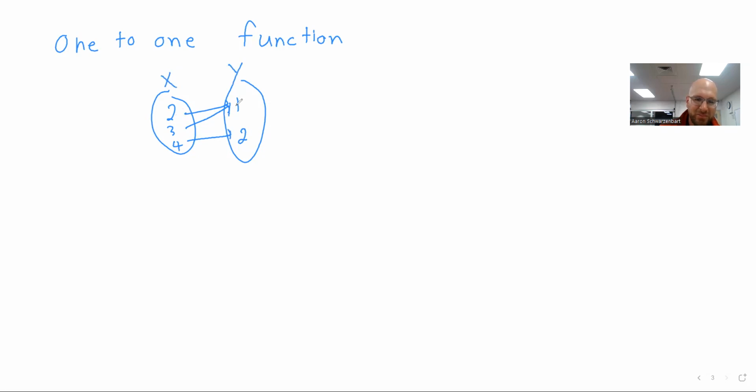Each x goes to one y, but it is not 1-to-1. Each x does not go to its own unique y with no overlap. So the y's don't all correspond. I don't think I said that right. The y's don't all come from only one x. 1-to-1 is going to apply so that each of these goes to its own y.